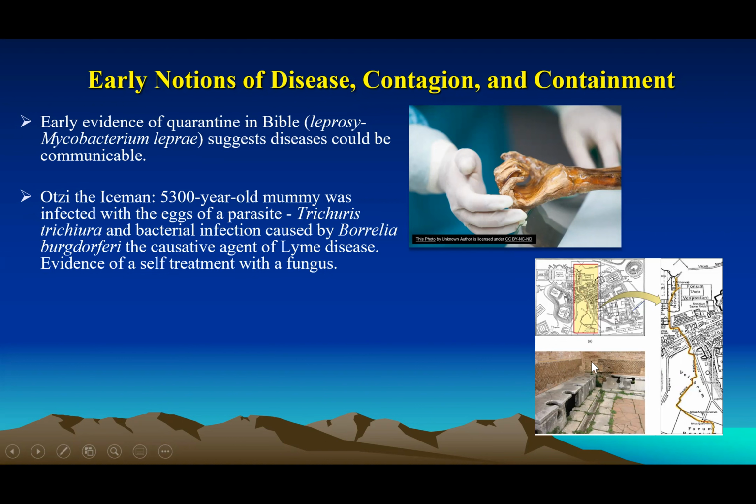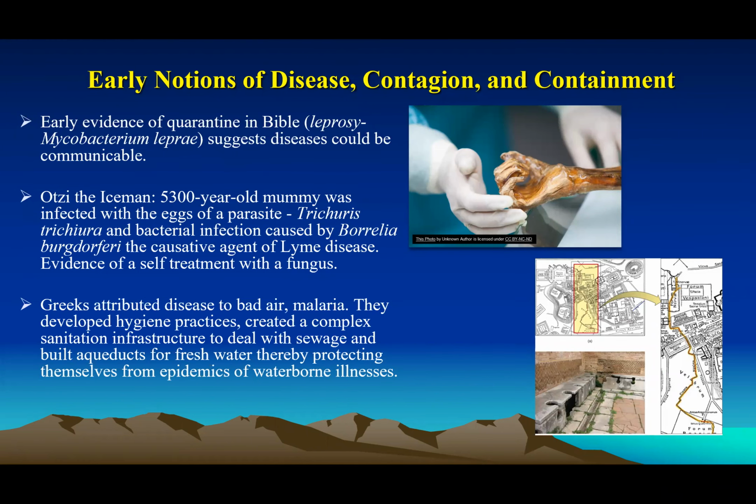They have extensive aqueducts for fresh water and sanitation and hygiene practices. So they attributed disease to bad air. It's called miasma. They developed hygiene practices. They had very good sanitation infrastructure to deal with sewage. So they kept the water supply separate from the sewage system, because they knew that these can be sources of waterborne illness.